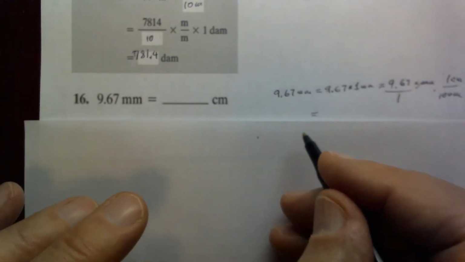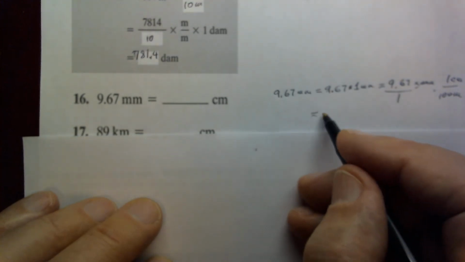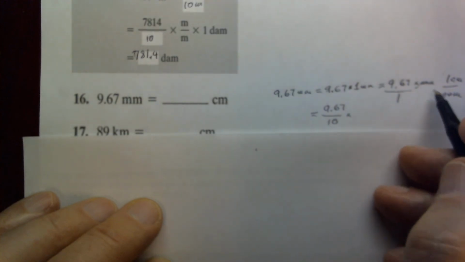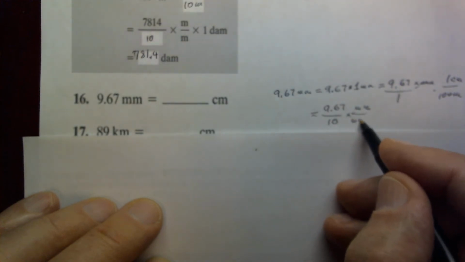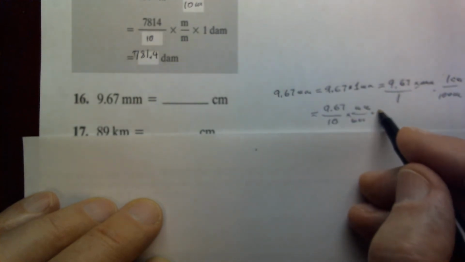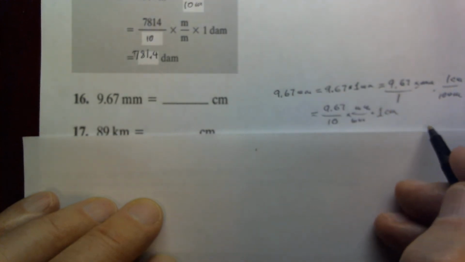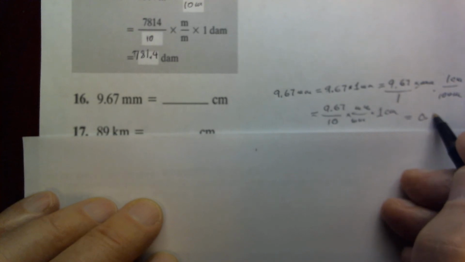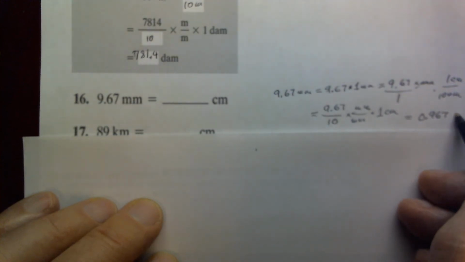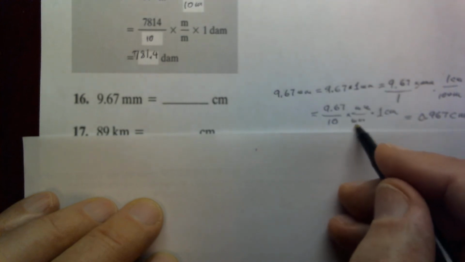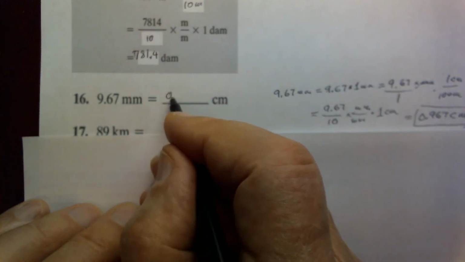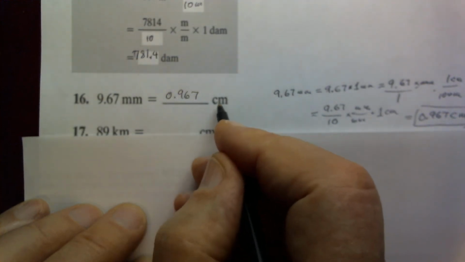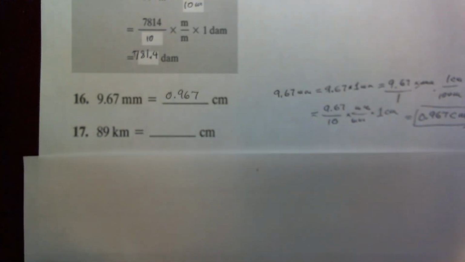this then becomes 9.67 divided by 10 times millimeter divided by millimeter times 1 centimeter, and that's equal to 0.967 centimeters because the millimeters cancel out. So 0.967 centimeters.